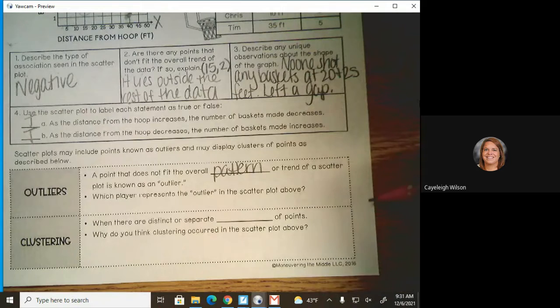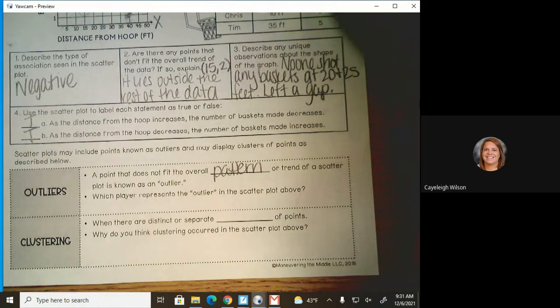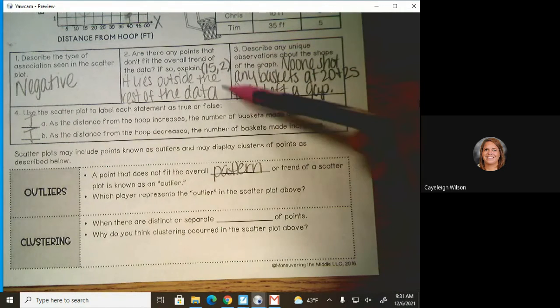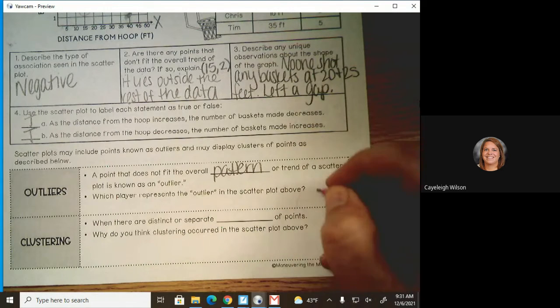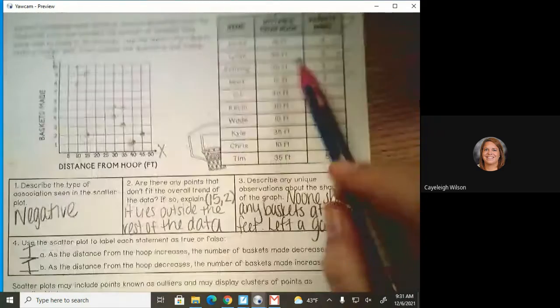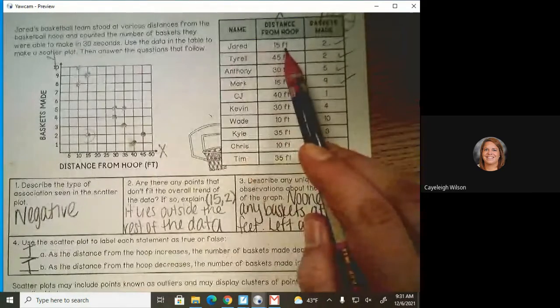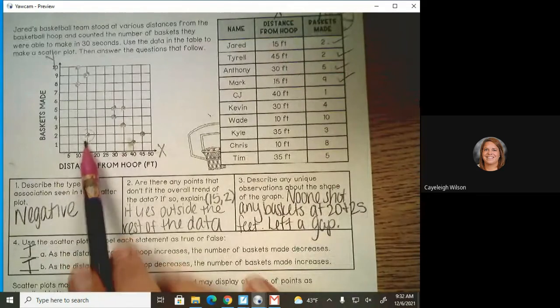All right, and then it asks which player, so the one above, represented the outlier, which we already said up here was 15-2. So look in your table: which person was 15 feet and made 2 shots? Jared. So Jared was my outlier. And if you're wondering how I know that, right here at the top, Jared was 15 feet and only made 2 baskets, which was this one right here, that one that lied out of the data. That was Jared.